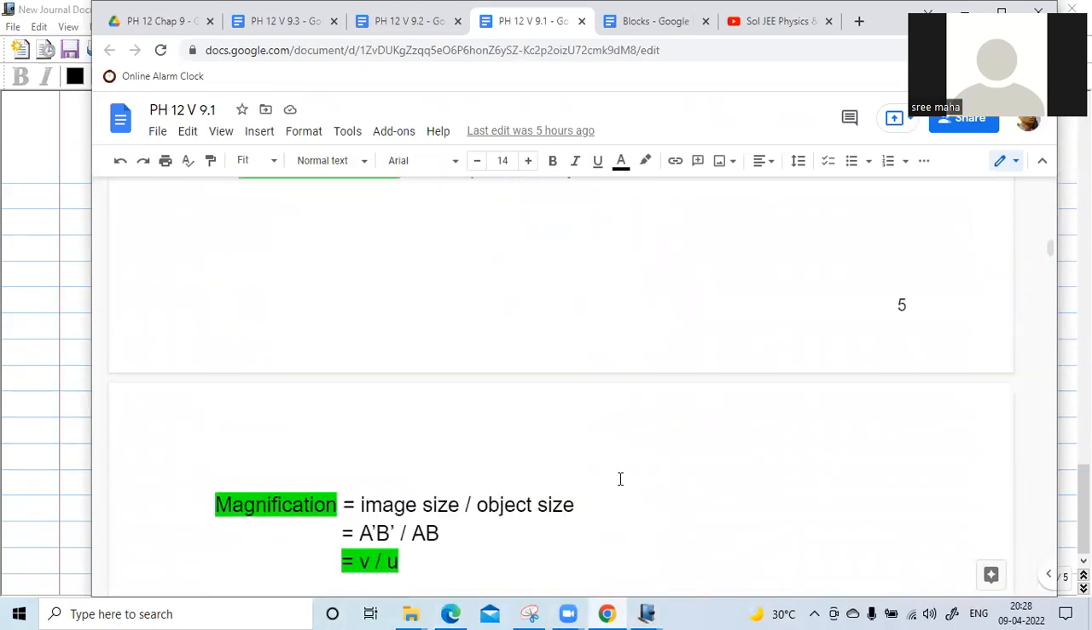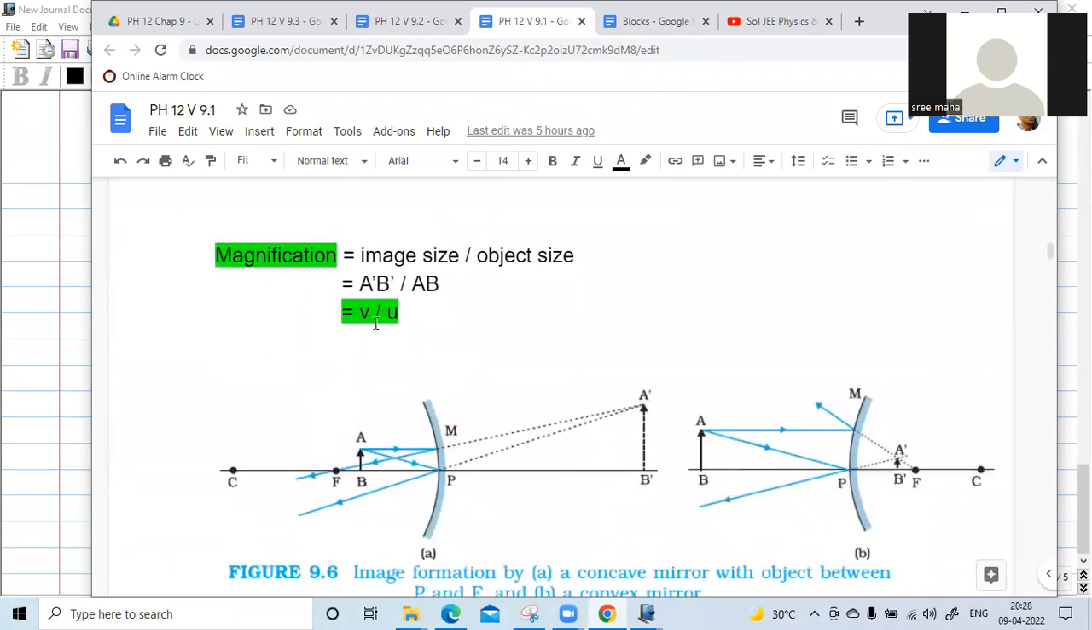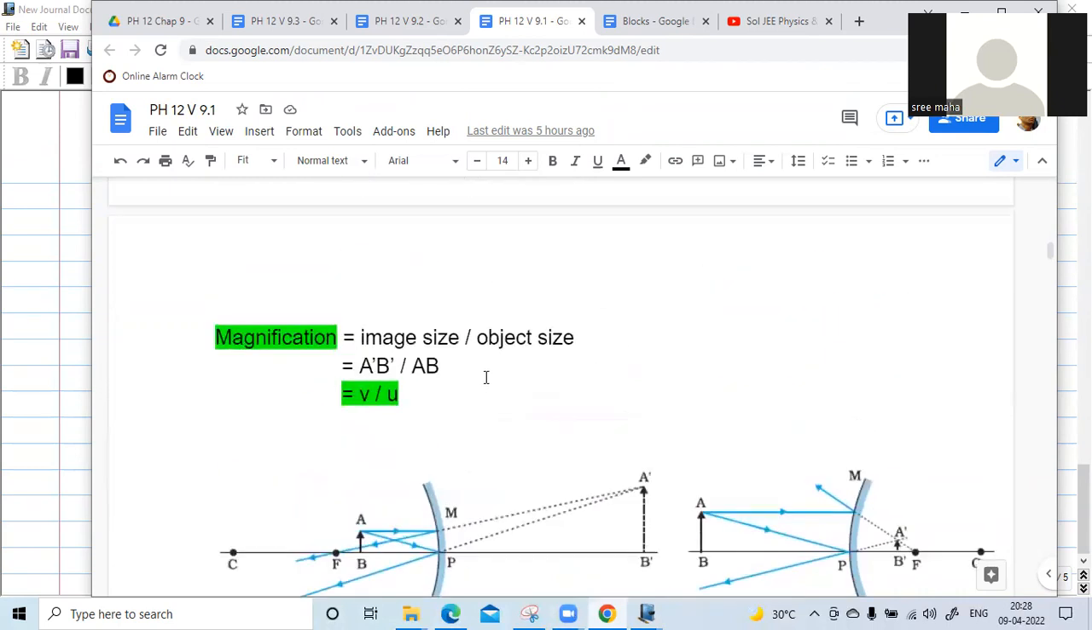This is for a mirror. And magnification is image size to object size. And this can be derived as usual. Everything is true for paraxial rays.